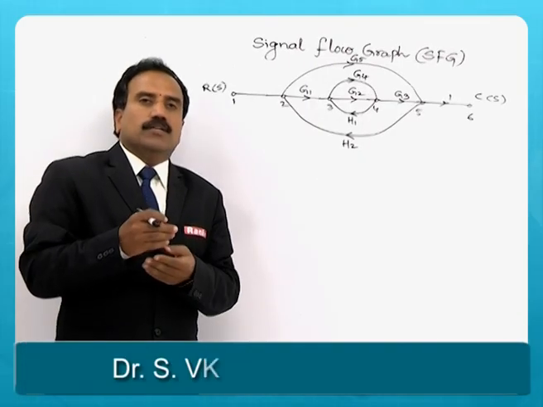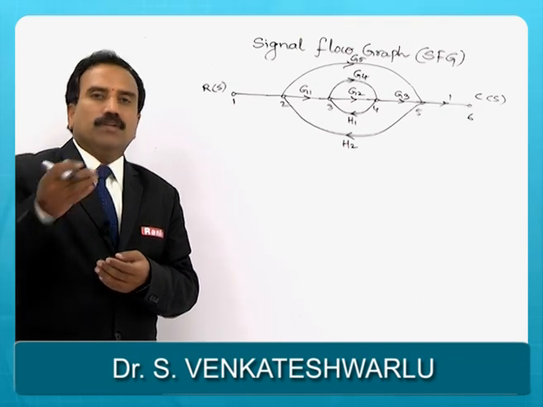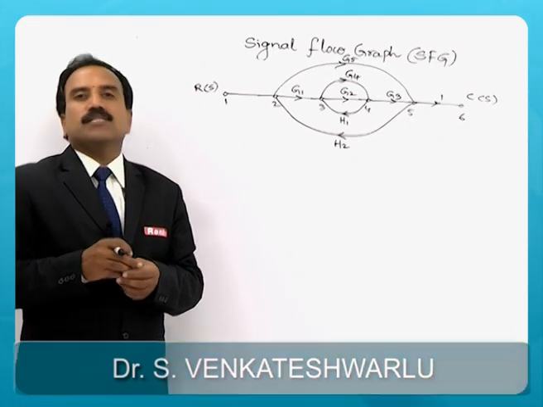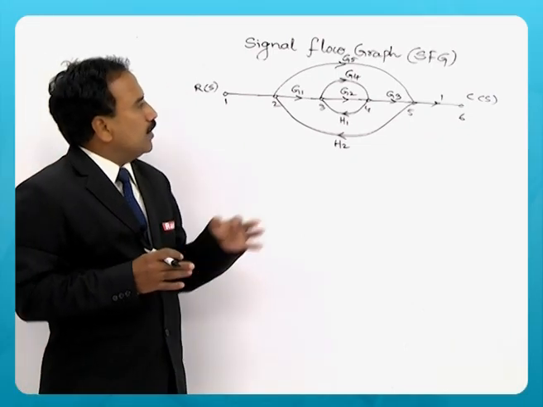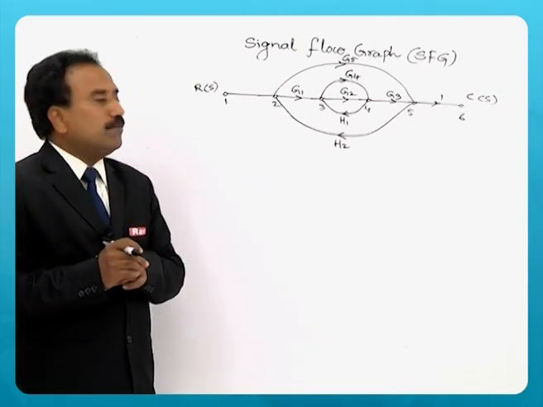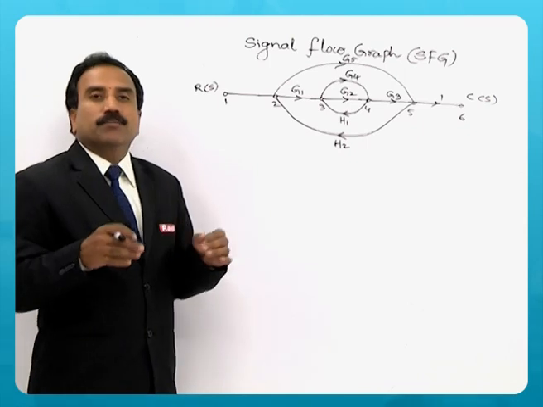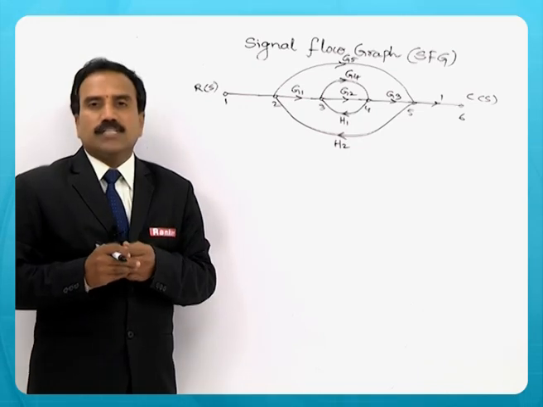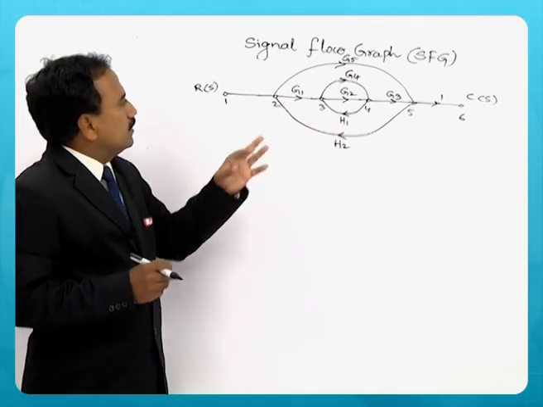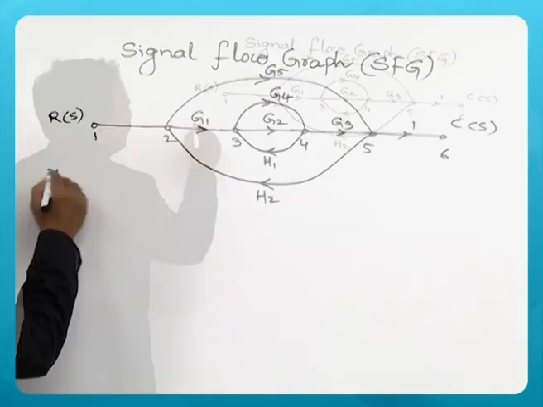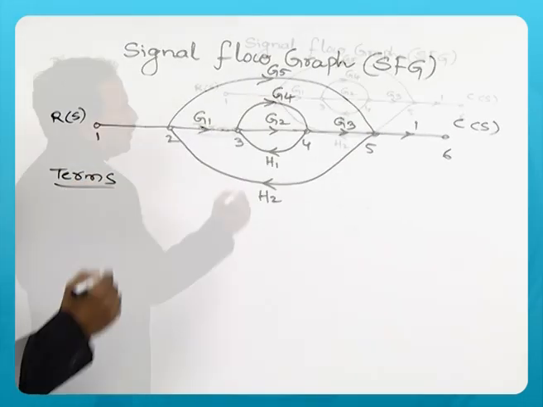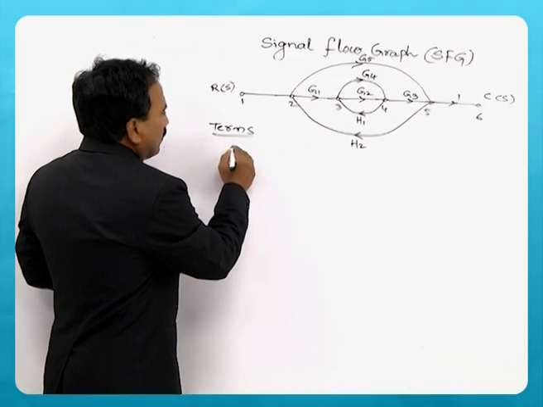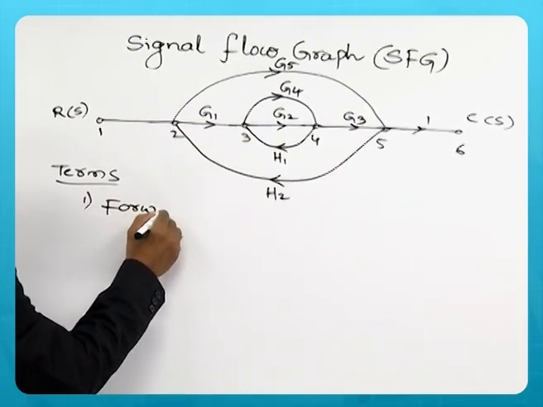Before actually going into the block diagram, converting that into signal flow graph and finding the transfer function using Mason's gain formula, let us consider one example directly, the signal flow graph, and we should come to know from this example what are the parameters that we need to define in the Mason's gain formula. So let us see certain terms that are required to be defined for Mason's gain formula. Number 1 is forward path.